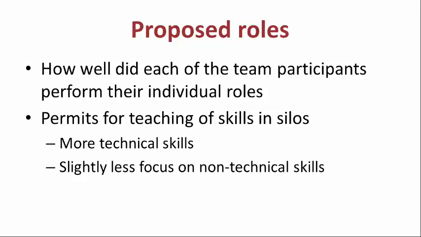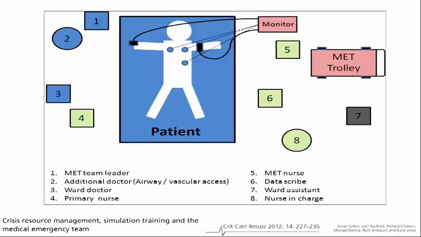So this is each of the individual team participants and what they actually do. And the strength of this approach is that you can actually train these specific skills within silos. These tend to be more technically based, but in the case of team leaders, they have also all the non-technical skills and crew resource management type skills. So this is, again, from Stuart Gillen's publication in Critical Care Resuscitation. This shows a patient being monitored and the various team members, up to 8. So you can imagine that there's potential chaos in a rapid response team call when you've got 8 team members assembling.